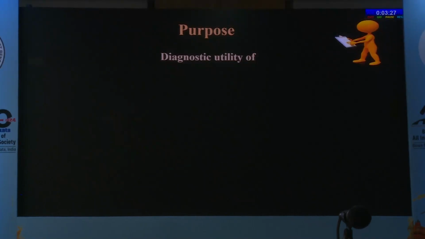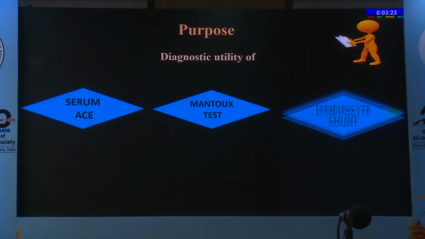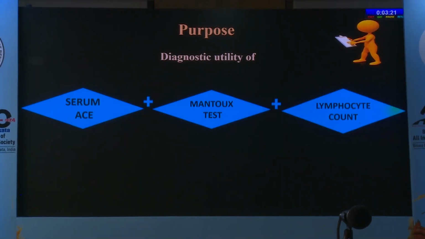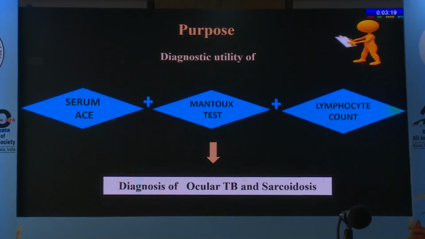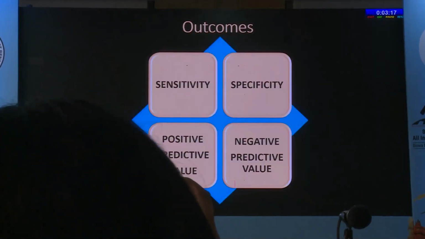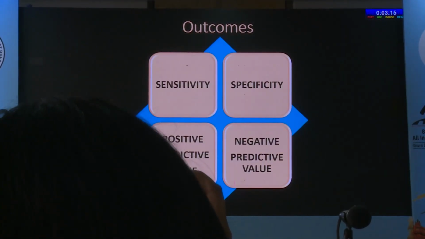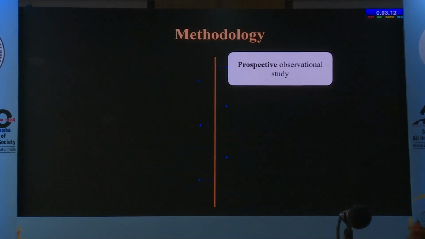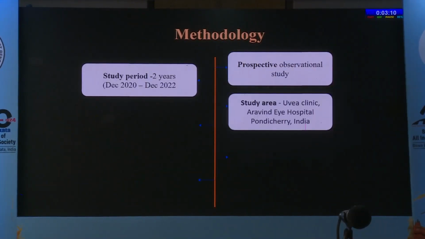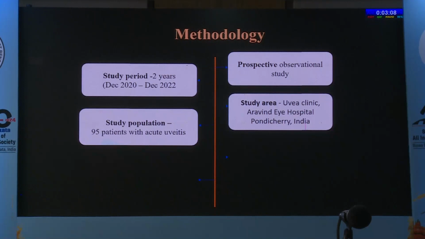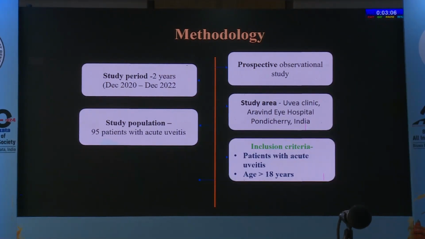The purpose of the study was to evaluate the diagnostic utility of ACE, MANTU and lymphocyte both in isolation as well as combined in the diagnosis of ocular TB and sarcoidosis. The outcomes were sensitivity, specificity, positive and negative predictive values. This was a prospective observational study done for 2 years in Aravind Hospital, Pondicherry in 95 patients with uveitis of age more than 18 years.